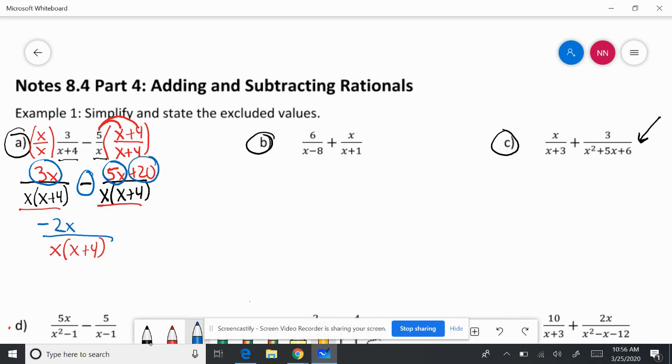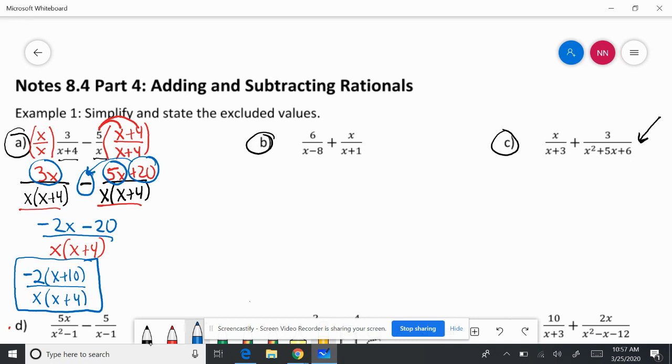Then we have a 20, but in front of the 20 is a subtraction sign, so we're going to put minus 20. Now we notice that they both have a negative 2 in common, so we're going to factor out a negative 2, and we're going to put x plus 10. And the denominator is the same, x and x plus 4. So that right there is our first answer.